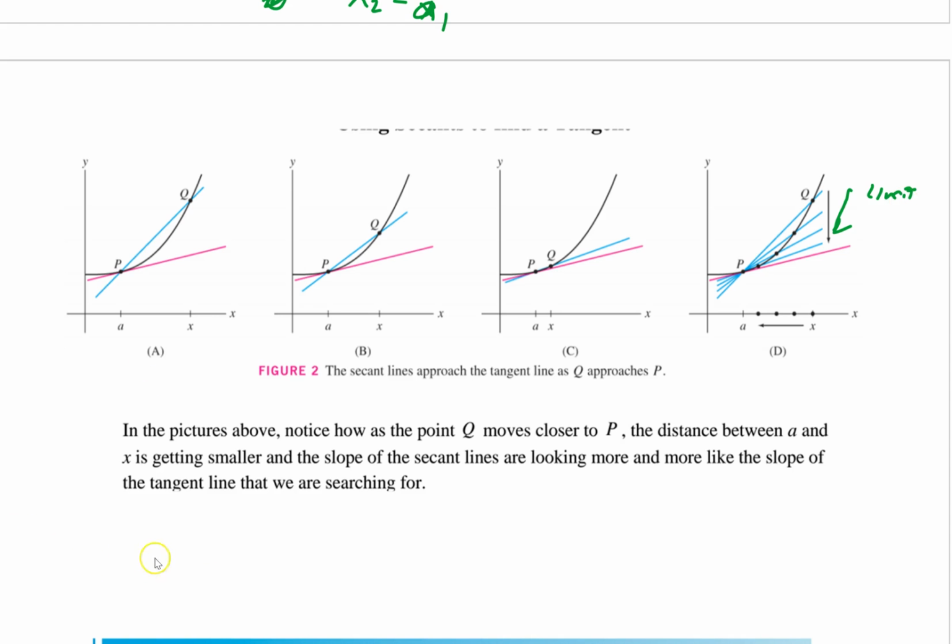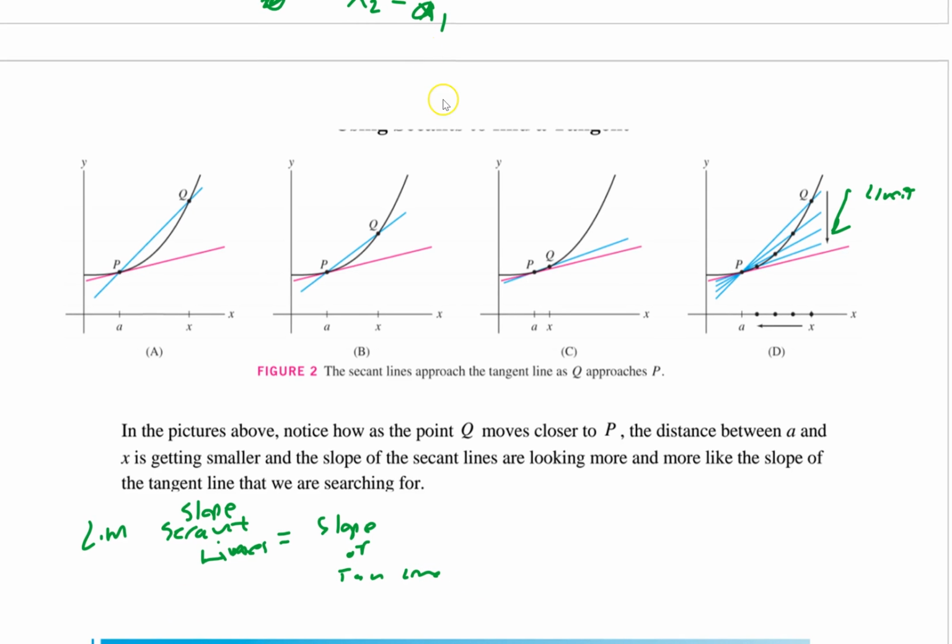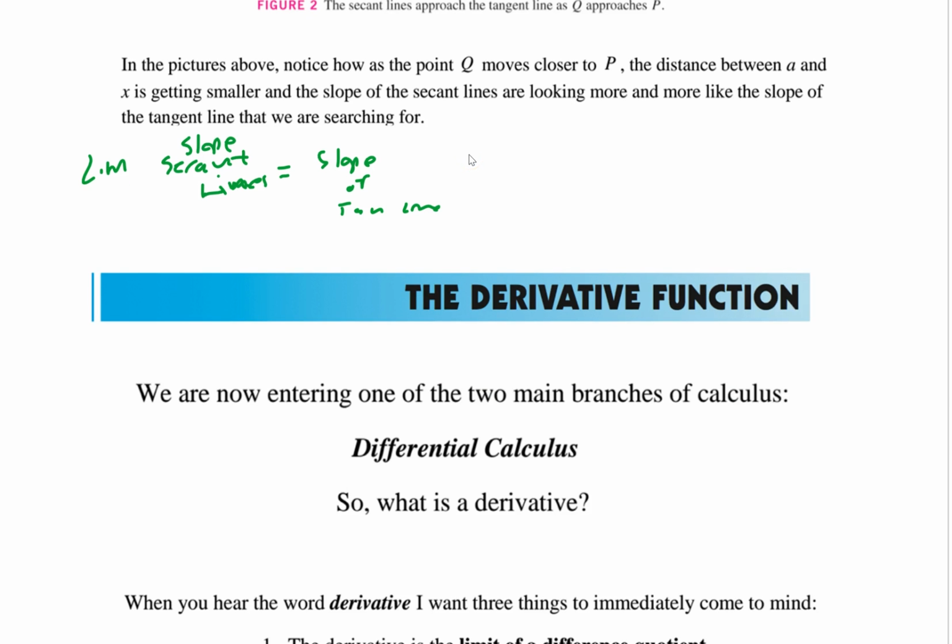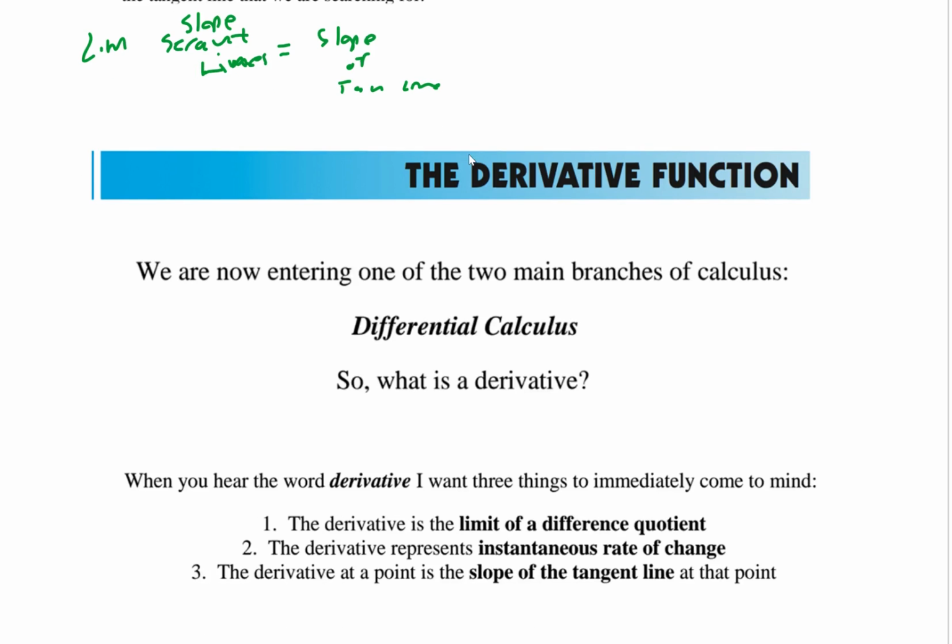Right? So the general idea here, guys, is if you take the limit of the slope of the secant lines, it equals the slope of the tan line. So let's talk about that more. Let's get into more detail.